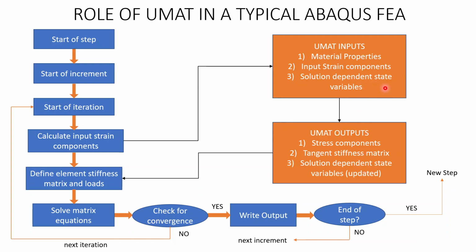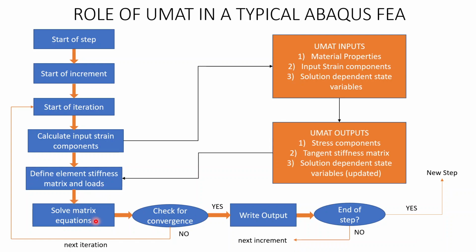Other than that, the solution dependent variables which we had initially defined in the UMAT can also be updated and viewed in the results. Once these UMAT outputs are given, we are able to define the element stiffness matrix and the loads. In case UMAT is not present, the step performed by UMAT is performed by the ABAQUS material library itself. But since we are going for UMAT, this function is performed by UMAT.